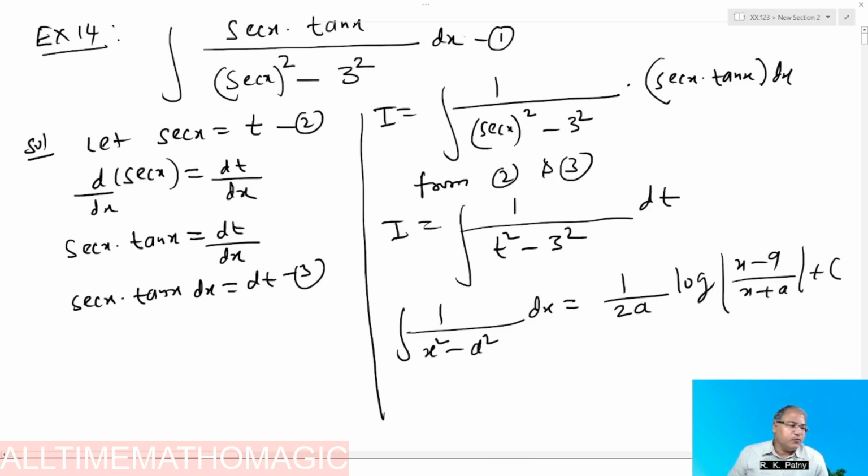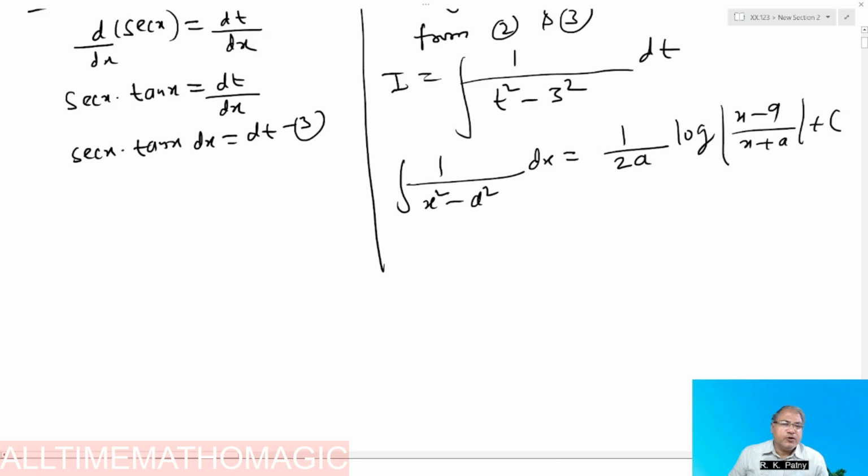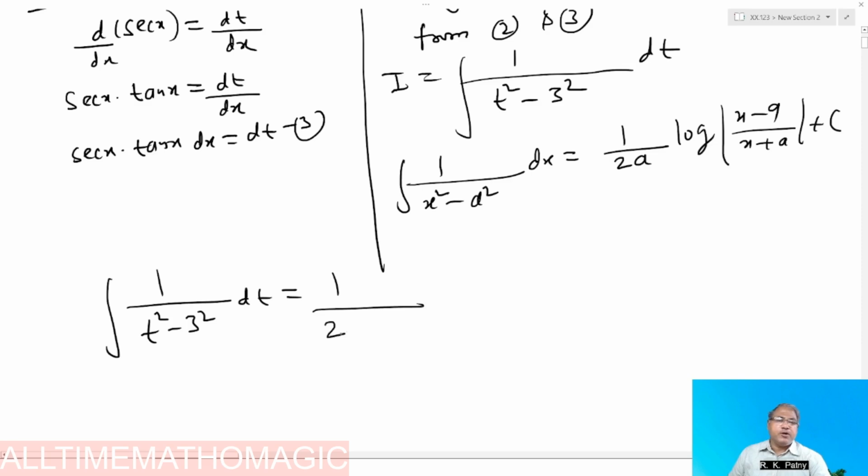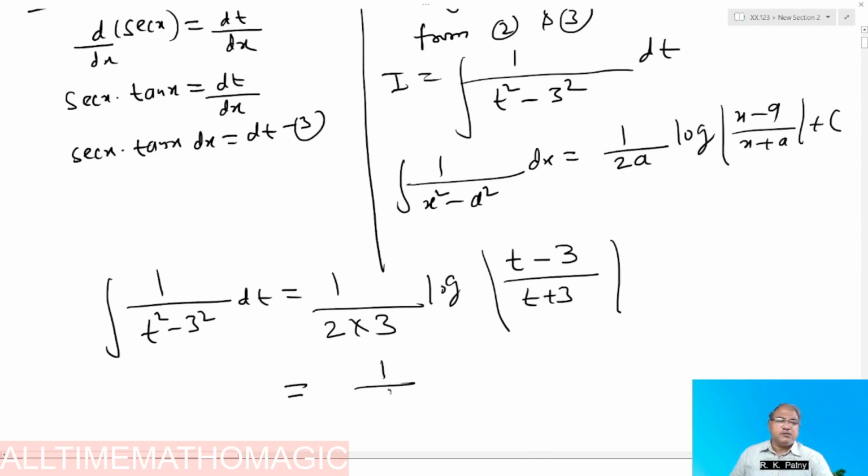Therefore integration of 1 upon t square minus 3 square with respect to t equals 1 upon 2a, a is nothing but 3. So log of modulus, in place of x we have t, so t minus a, that is t minus 3, upon t plus 3. What is t? T is nothing but sec x, so 1 upon 6 log of modulus of sec x minus 3 upon sec x plus 3 plus c. This is the required solution.